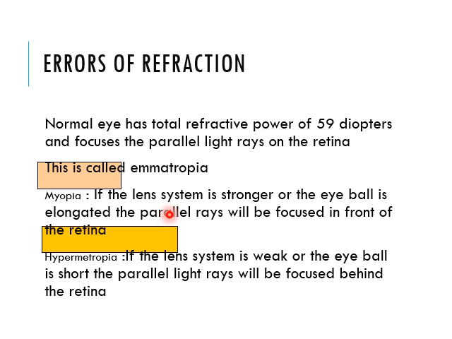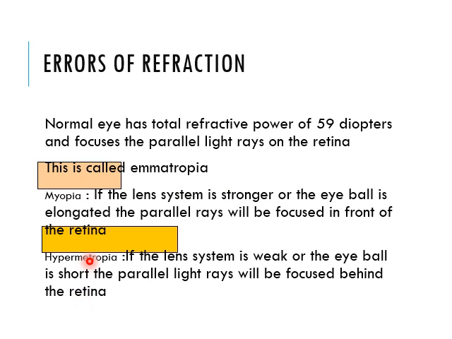So the parallel rays of light are focused in front of the retina, not on the retina. In emmetropia, the normal condition, we want the light rays to be focused on the retina. If they are focused in front of the retina, meaning they focus too early, because of a stronger lens system or an eyeball that is too elongated, then you have myopia, also called nearsightedness.